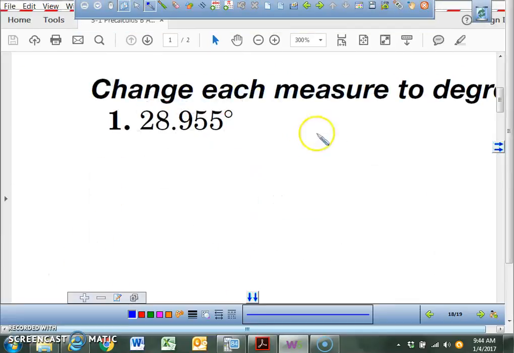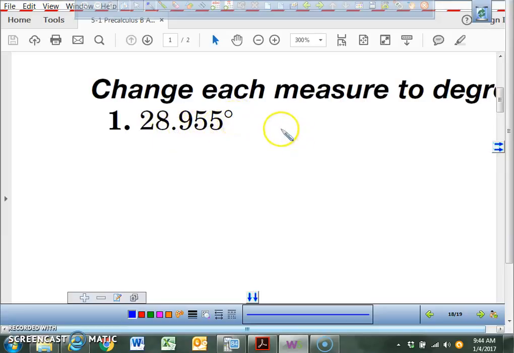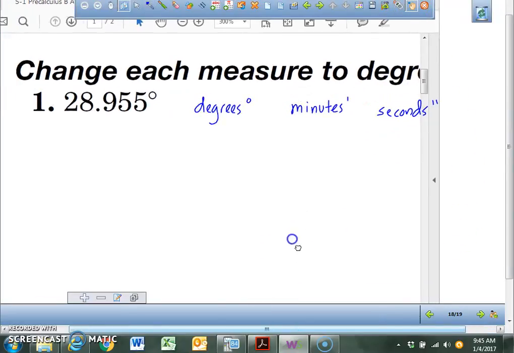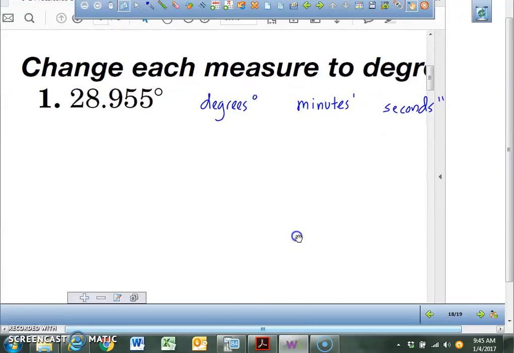In problem number 1, we have 28.955, and that symbol is your degree symbol. What we're going to do is change this into degrees, which is this symbol. We're going to change it into minutes, which is 1 tick mark. And then we're going to also figure out how many seconds there are. So this is where sometimes your previous knowledge will help you here.